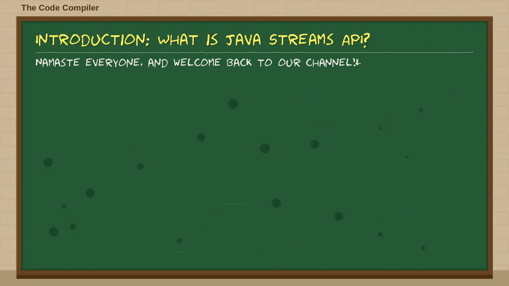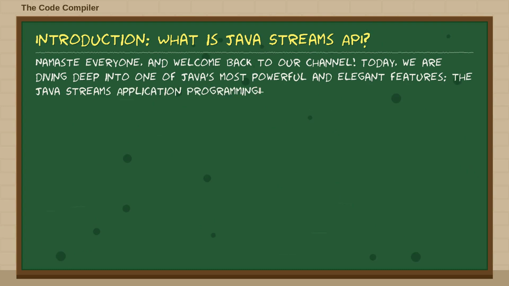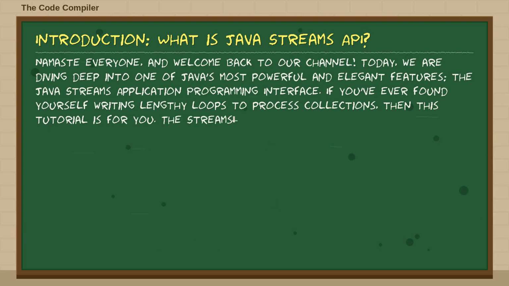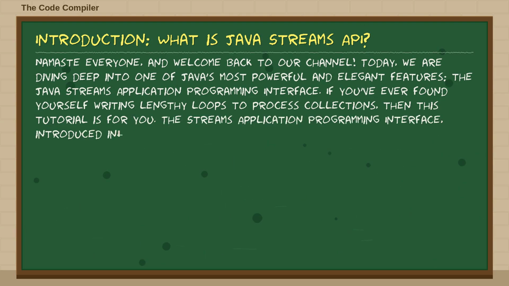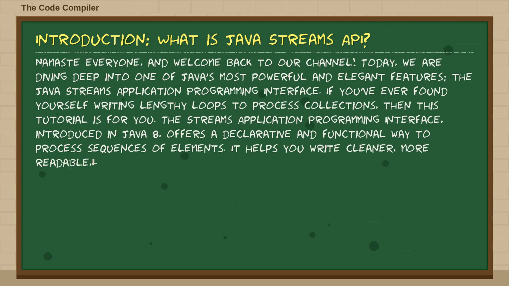Today, we are diving deep into one of Java's most powerful and elegant features, the Java Streams application programming interface. If you've ever found yourself writing lengthy loops to process collections, then this tutorial is for you. The Streams application programming interface, introduced in Java 8, offers a declarative and functional way to process sequences of elements. It helps you write cleaner, more readable, and often more efficient code.